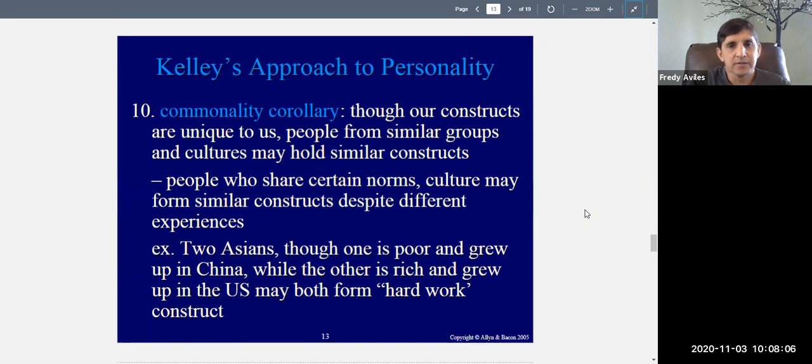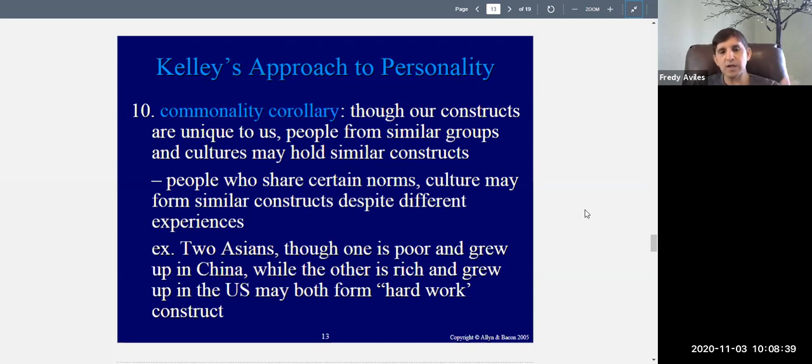The commonality corollary says that though our constructs are unique to each of us, we each have our own constructs, our own patterns, so to speak, our own ways of thinking. Each person has a different pattern of beliefs, okay? That doesn't mean that we can't be similar to other people, though. People from similar groups and cultures may hold similar constructs because they share that culture, okay? People who share certain norms, certain culture may form similar constructs despite different experiences.